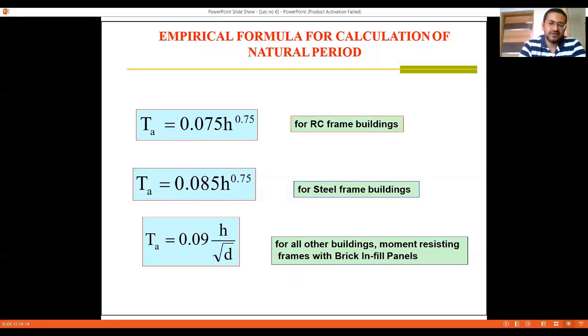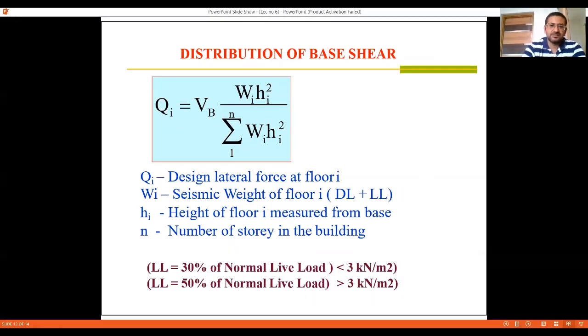Once this value of time period is available with you, then you can go to the code, where the values of Sa by g with respect to different soil conditions are given. Based on that, you can select the value of Sa by g and calculate the value of horizontal spectral acceleration. Now, VB is equal to Ah into W, where Ah is the horizontal spectral acceleration and W is the seismic weight of the structure. Once that is available, that means total base shear is available.